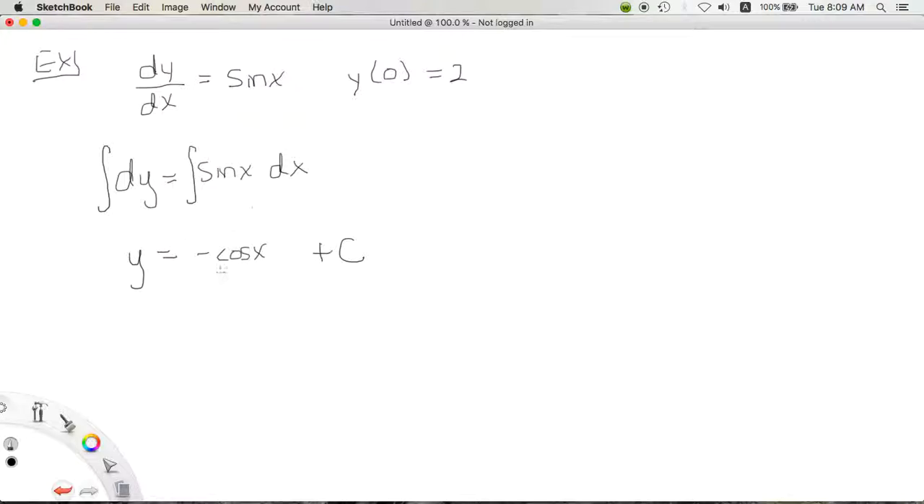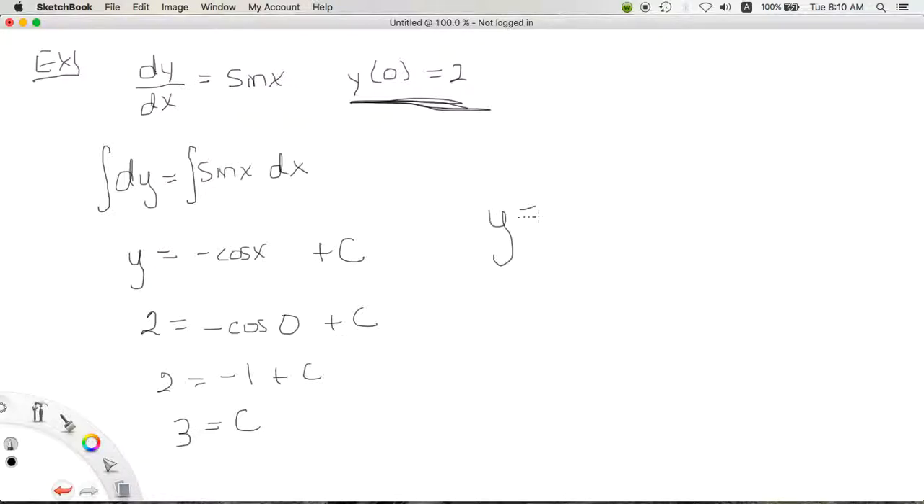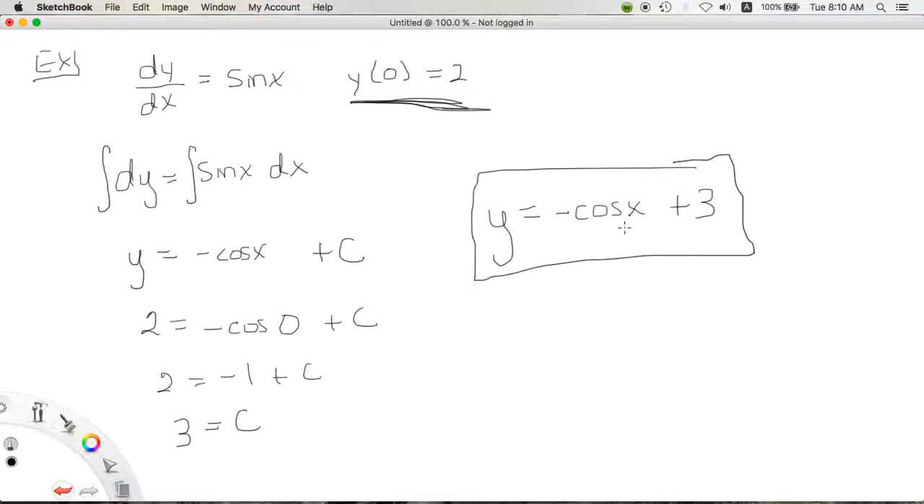Now, we know that this is our equation, but we need to know what this c is for this specific instance. So we take our x equals 0, and that means y is 2. So the cosine of 0 is 1. So we've got 2 equals negative 1 plus c. So c equals 3. So that means that our answer, our equation that goes with this particular situation, is y equals negative cosine x plus 3.